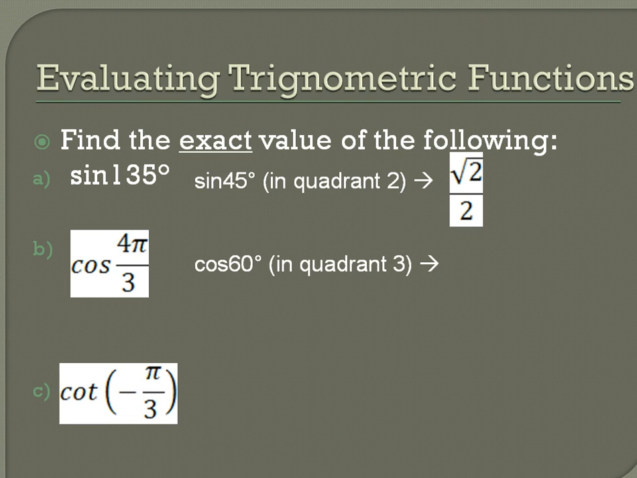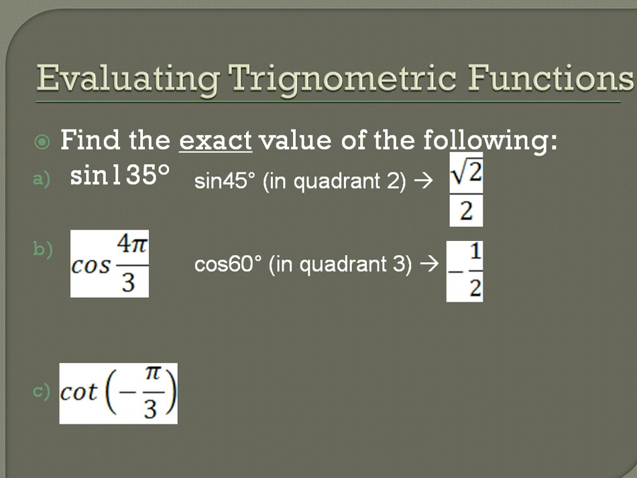So you ask yourself, what is the cosine of 60 degrees? And the answer would be half. And then you ask yourself, okay, what's the sign for cosine in quadrant 3? The cosine is always negative because that's your x value. So you get an answer of negative half.